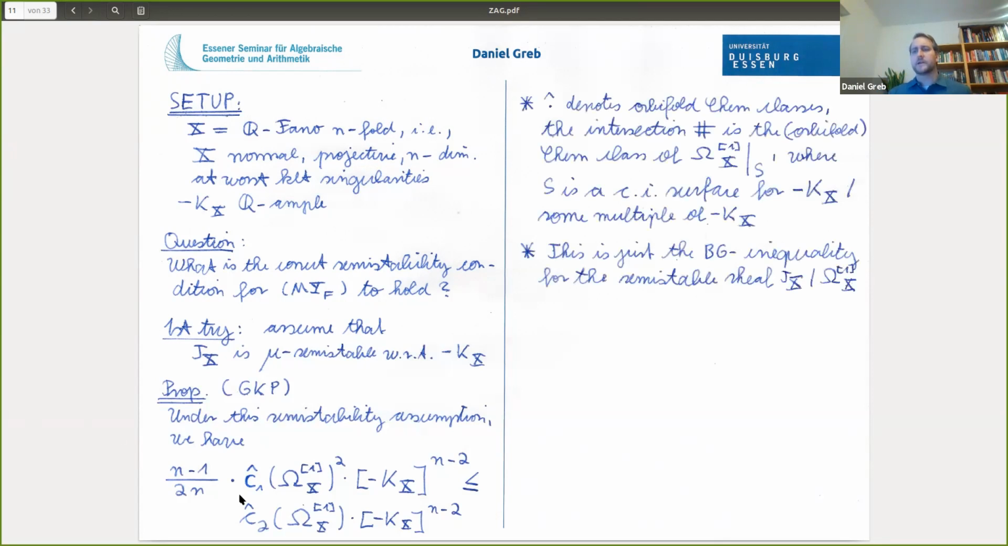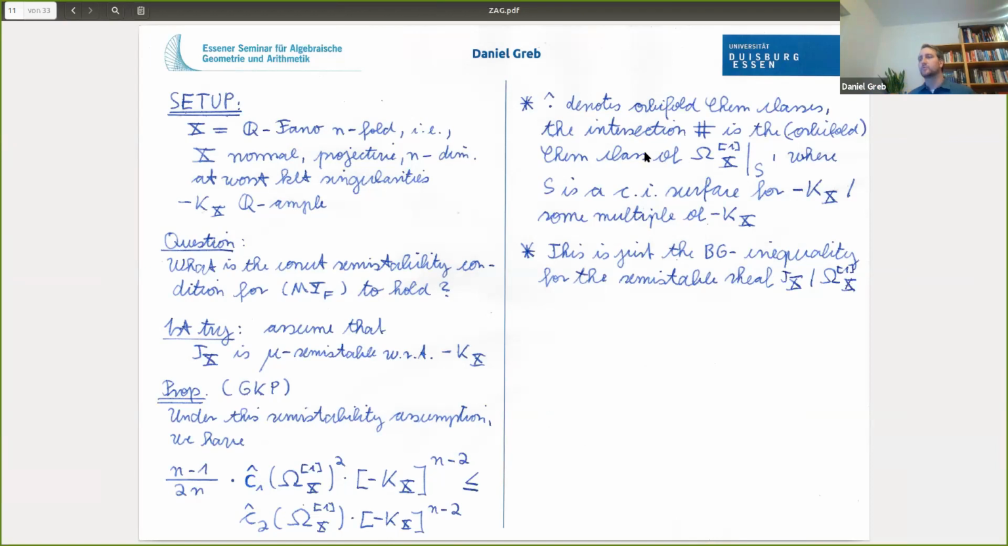So you see that I have this C1 hat and C2 hat here, and this hat denotes orbifold Chern classes. Yeah. So why do I have to deal with orbifold Chern classes here? Well, this intersection number C1 hat squared times minus Kx to the n minus 2, or C2 hat times minus Kx to the n minus 2, how can I compute them? Well, this is the orbifold Chern class of the restriction of, say, the tangent sheaf or omega 1.